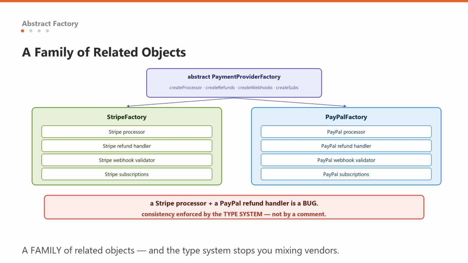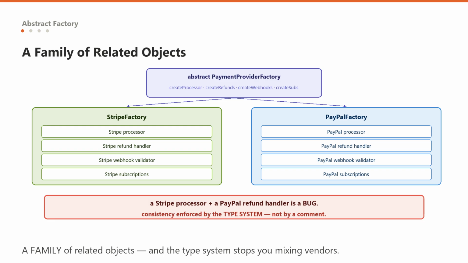Stripe does not just give you a processor. It gives you a processor and a refund handler and a webhook validator and a subscription manager. And PayPal gives you its own four. And here's the critical constraint. You must never mix them. A Stripe processor with a PayPal refund handler is not a working system. It is a bug that will take you a day to find.